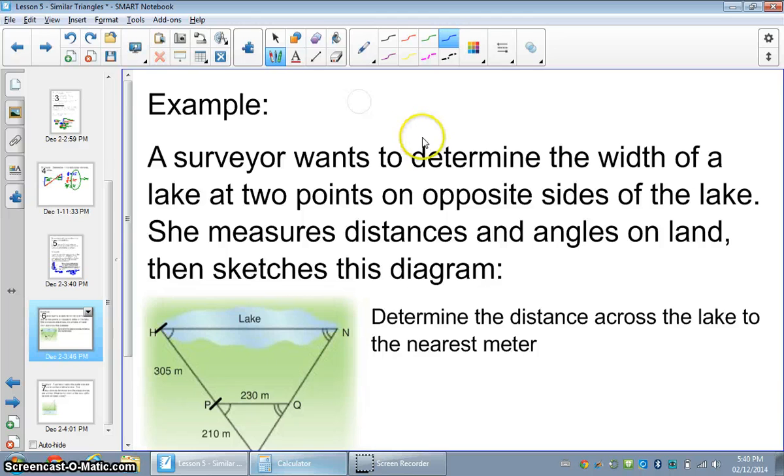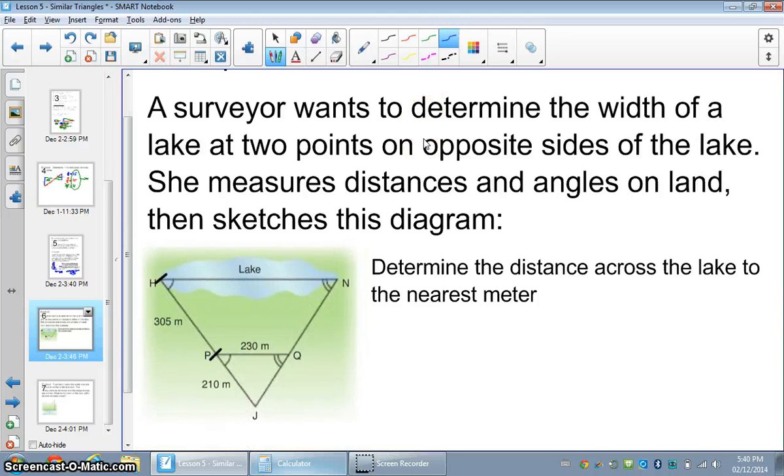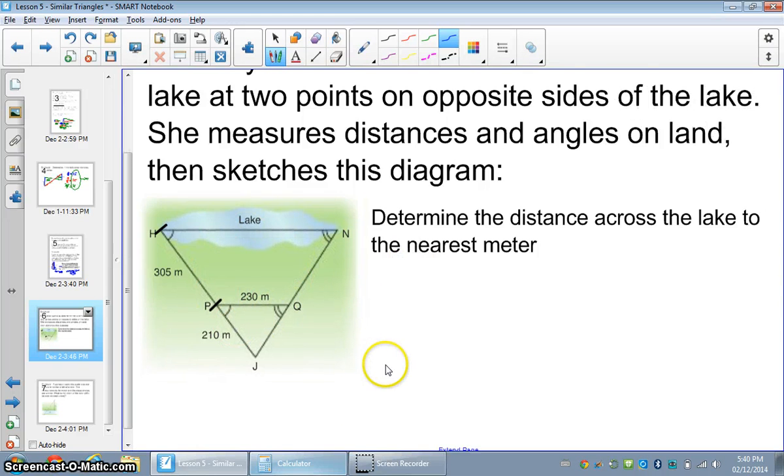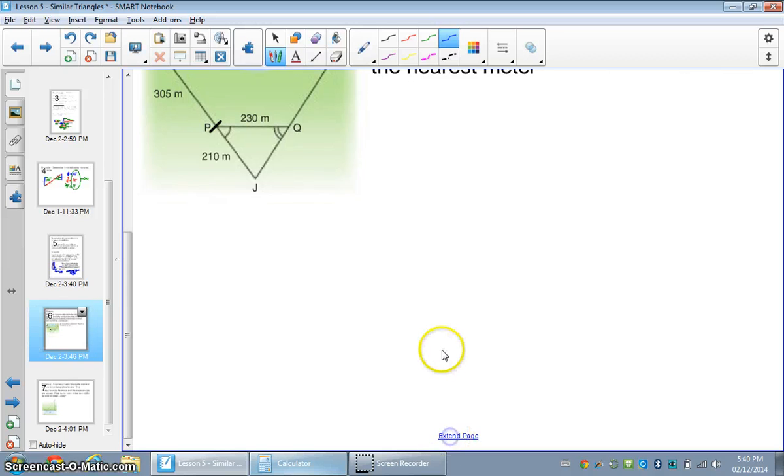So another example: a surveyor wants to determine the width of a lake at 2 points. So from here to here is the width of the lake that they want to figure out. She measures the distances and angles on land that were given here and sketches this diagram. So we want to determine the distance across the lake to the nearest meter.